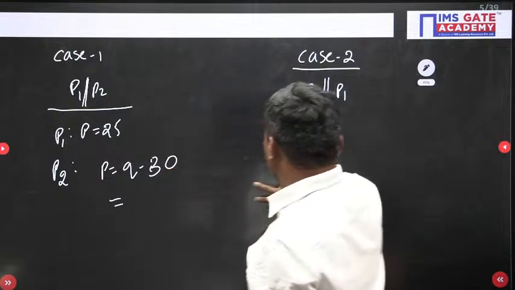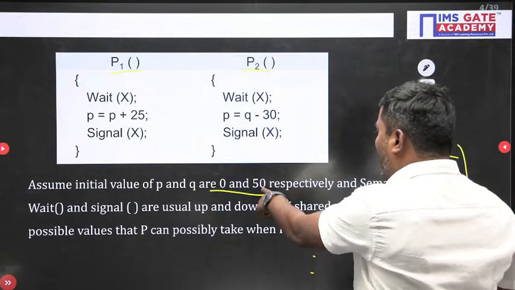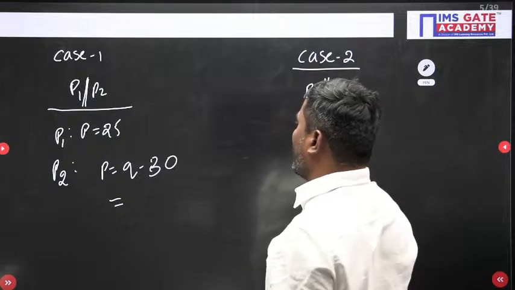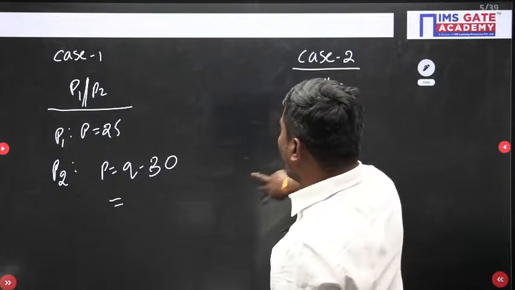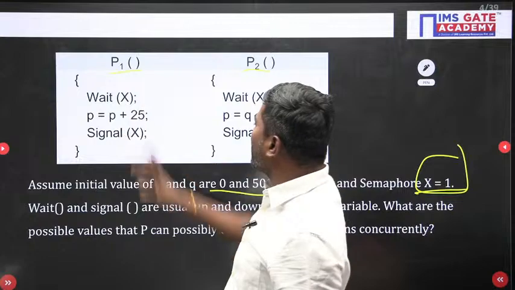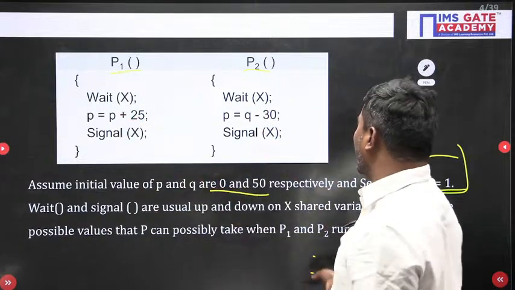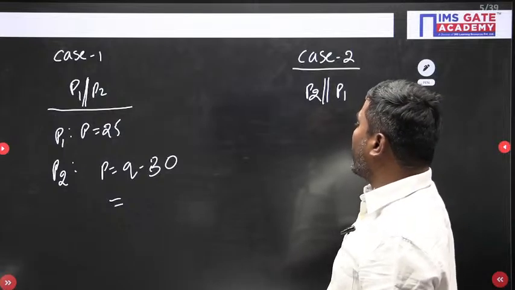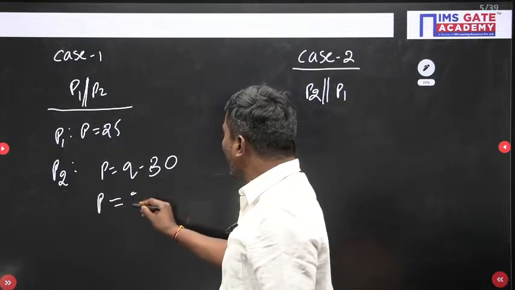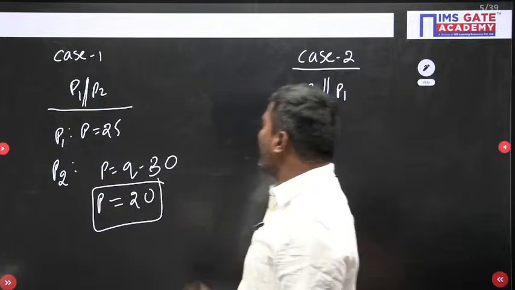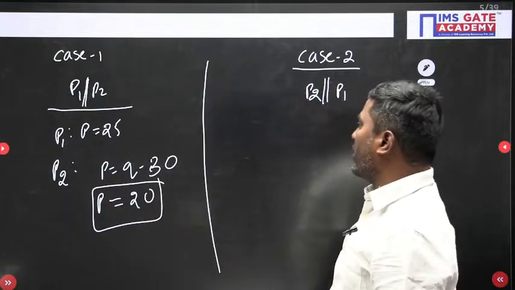Now see, the P value is initially 0, and the Q value is 50. Initially the Q value is 50. What operation? P equals P plus 25. It is not touching the Q value. Now P equals Q minus 30 is going to touch the Q value, 50. 50 minus 30 is 20. So the P value is going to be updated to 20, and the final value will be 20.